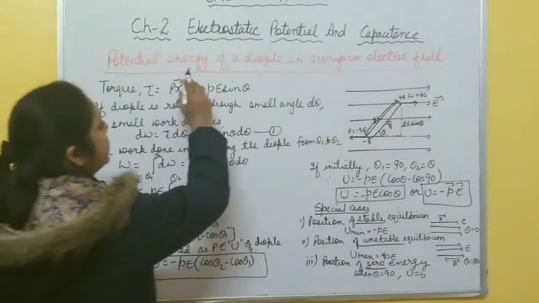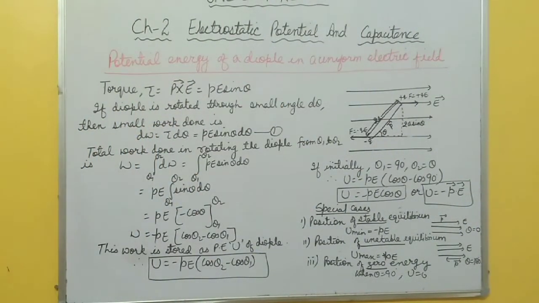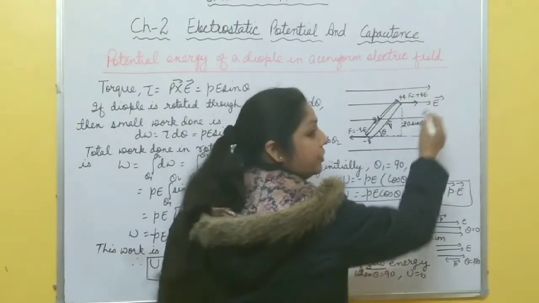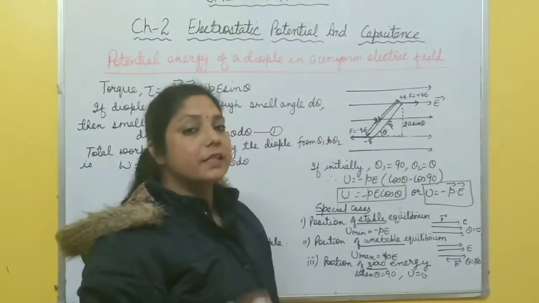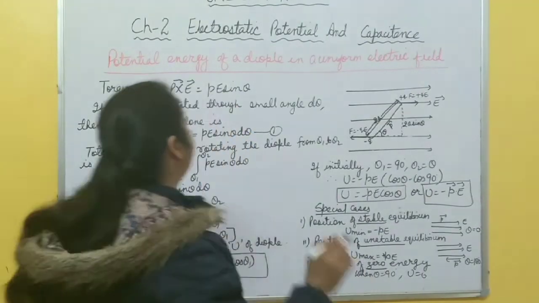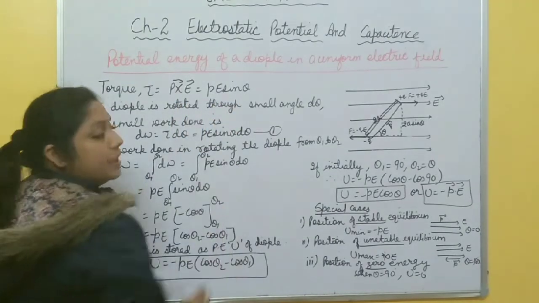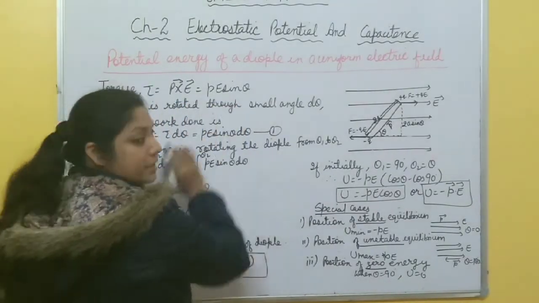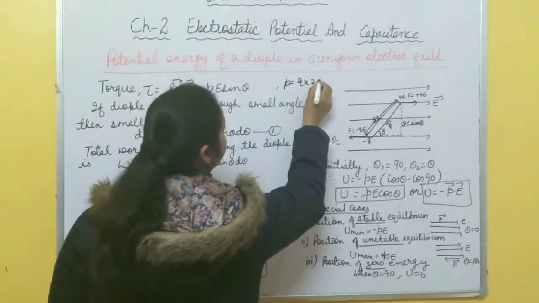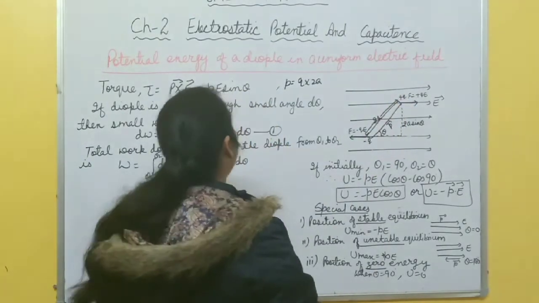Now next topic is potential energy of a dipole in a uniform electric field. Right? You know, when a dipole is placed in a uniform electric field, what happens? It experiences some torque. We already discussed in chapter 1, right? And that torque is given by P cross E. It means PE sin theta, where P is dipole moment and this P is equal to Q into 2A. 2A is the distance between the two charges, right?